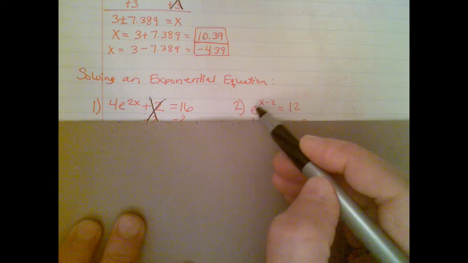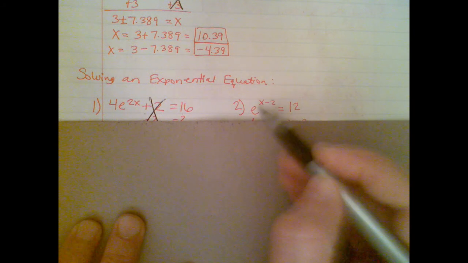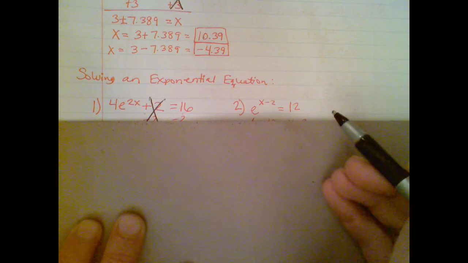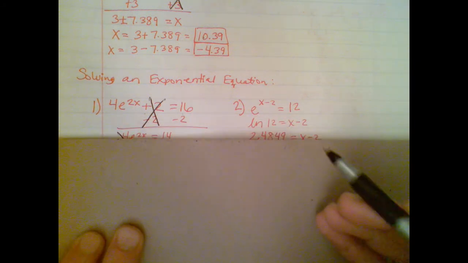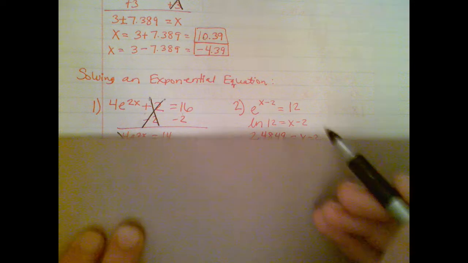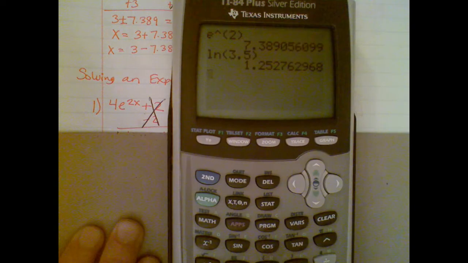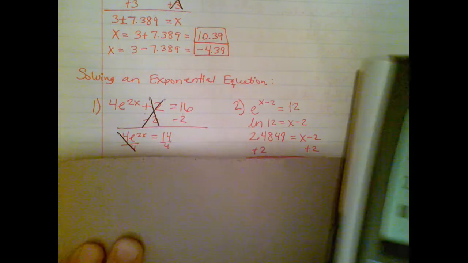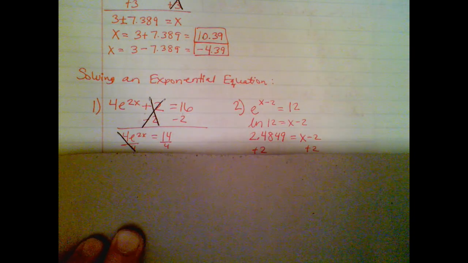And over here, again, this is in base e, so we're going to switch it to natural log. So I just normally drop the e and bring my exponent down, so x minus 2 equals the natural log of 12. Or you can have the natural log of 12 equals x minus 2. Then from here, I'm going to put the natural log of 12 into my calculator, write that as a decimal, so 2.4849 equals x minus 2.